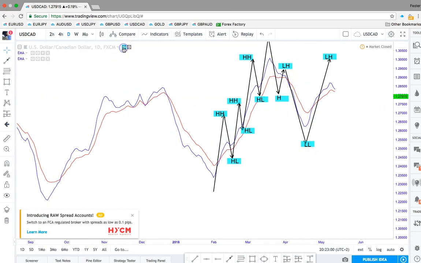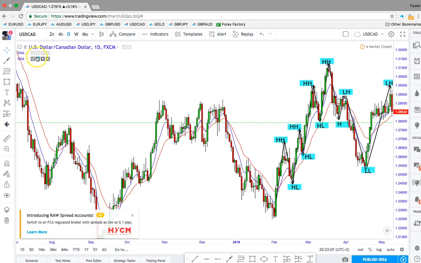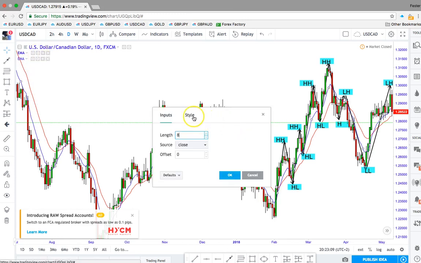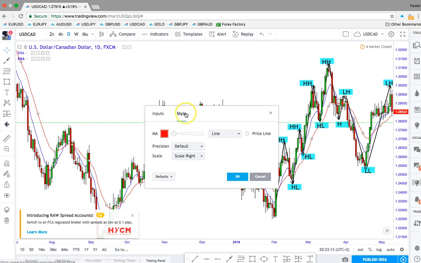Let me hide that. There you go. You can see the EMAs crossed over to the downside, forming the lower low. So if you missed the settings, just go back in the video or pause the video. So 8 is blue, and your red is 18.